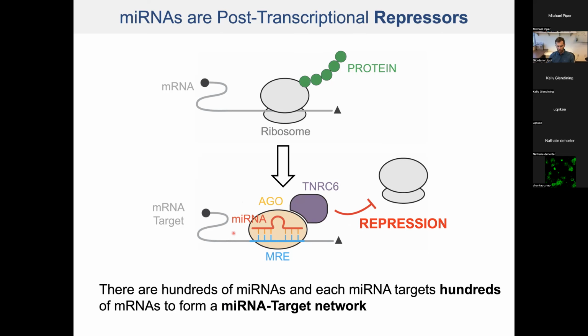Of course, there are hundreds of microRNAs in each cell type that we know of, and each microRNA targets hundreds of messenger RNAs to form a microRNA target network. And I really want you, from now on, to start thinking about microRNAs as a network with their targets and not as single entities.